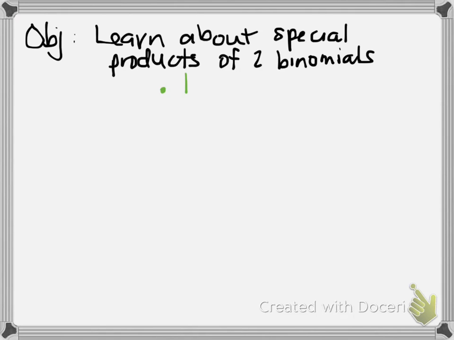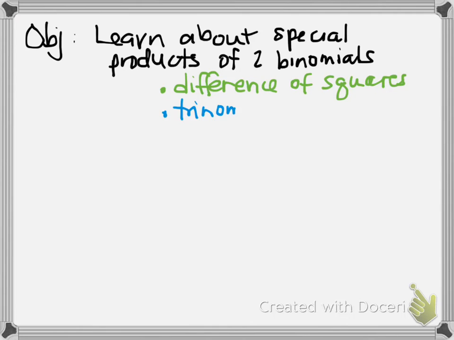One of them is called the difference of squares. This is going to come back up when we do factoring. The other guy is called a trinomial square. So we're going to learn about special products of two binomials.